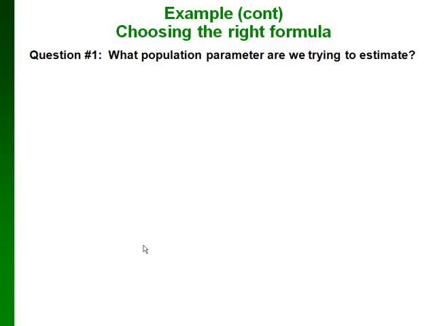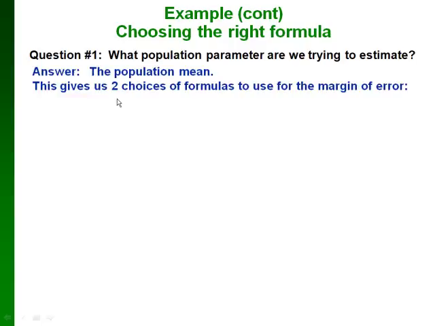So one of the questions we have to ask if we're trying to find a confidence interval is, first of all, what population parameter is it that we're trying to estimate? Well, we want a confidence interval for the mean, so we're trying to estimate the population mean for the net change in the LDL levels. This actually gives us two choices of formulas to use to find our margin of error, and we have to decide which is the right one in this case.